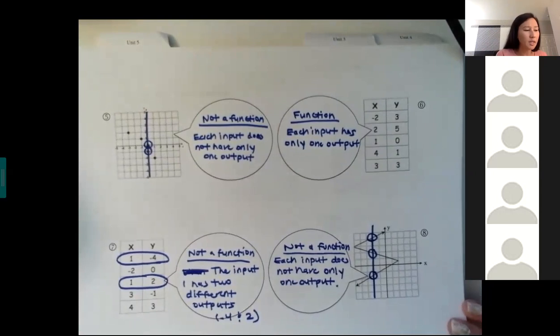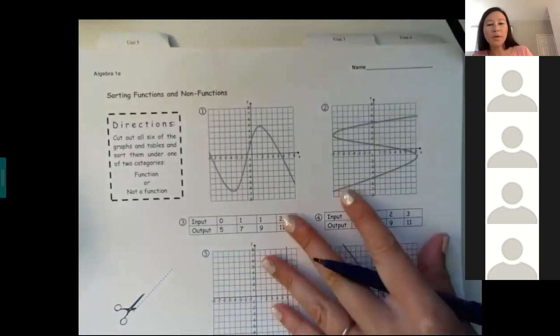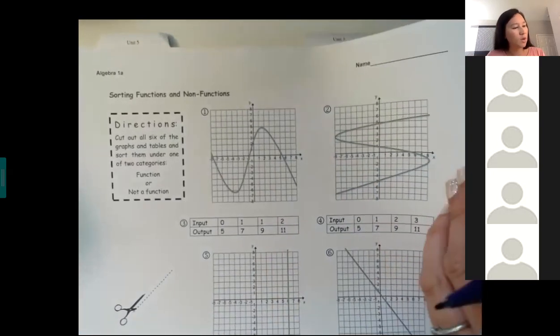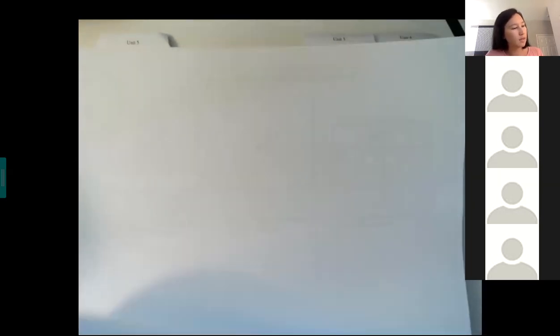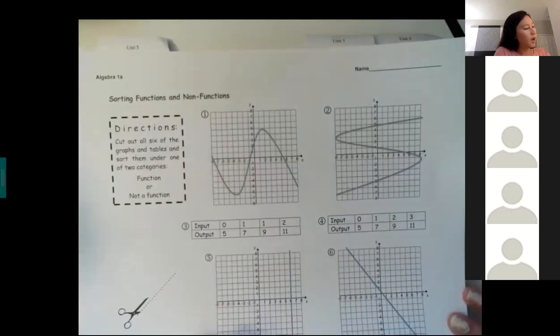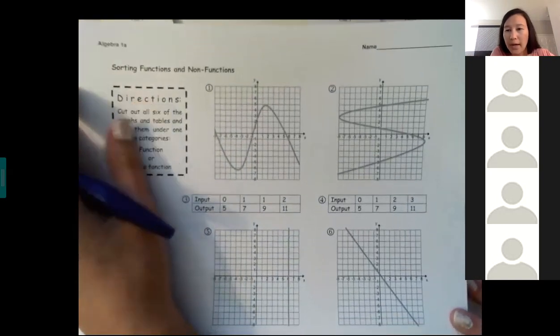Okay, so any questions on this assignment? No. Okay, let's flip to the next one. So we won't do the cutting and pasting, but let's just go through and determine if these are functions or not functions. And we'll just explain why without the cutting and pasting. So number one, let's just go in order again.